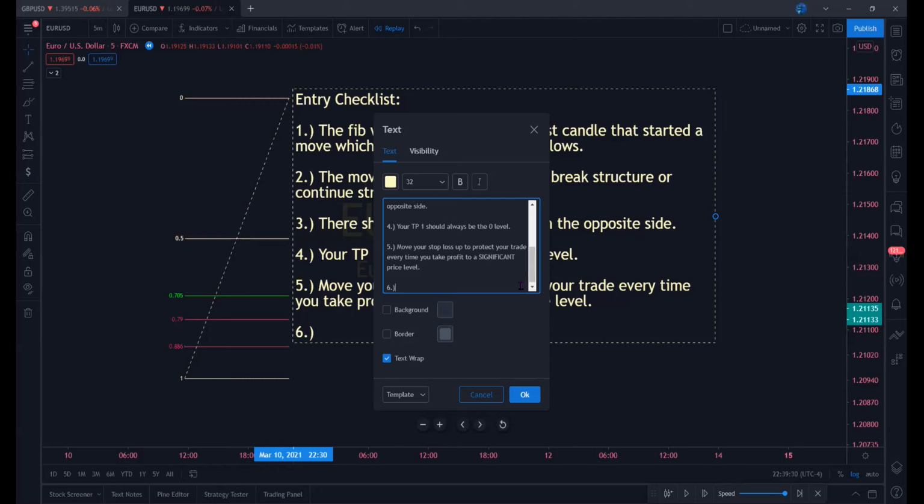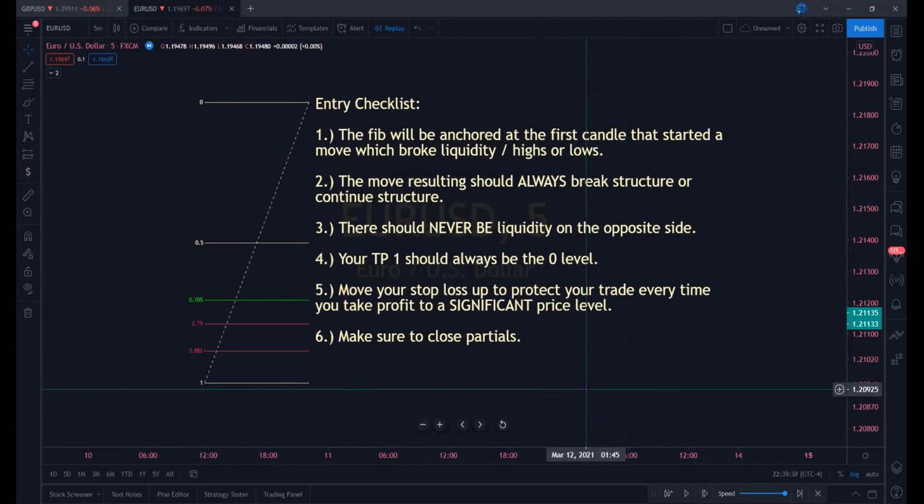And the last one is just make sure to close partials. Okay. That's essentially what it should be. So if it goes back to the zero, or maybe if it's a little bit below the zero, perfect. Take your profit, right? And always protect your entry. So just because, let's say it's all the way up here, you shouldn't have your stop loss still at the one. You should have it a little bit higher, or at least to break even. Right? You should not leave your stop loss for it to just take liquidity in the market.